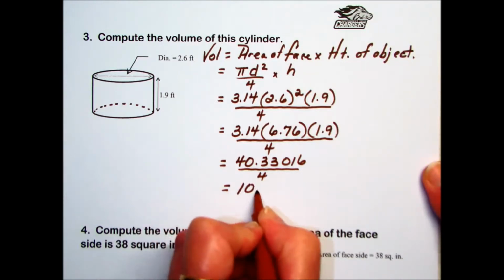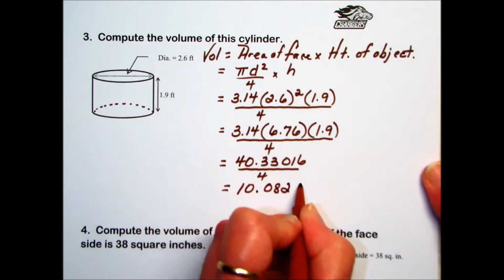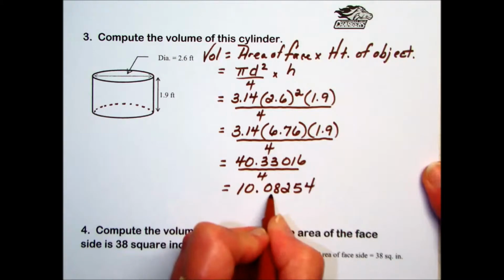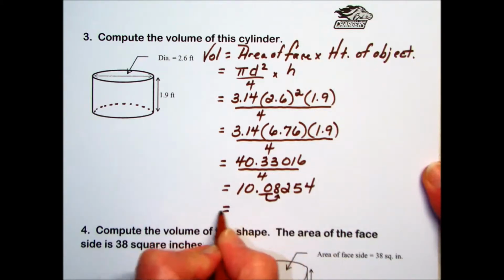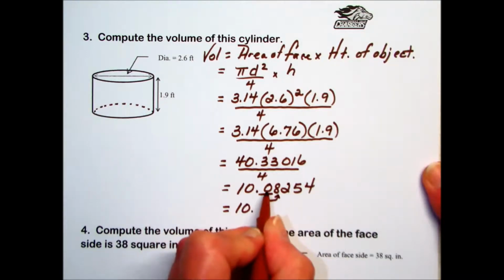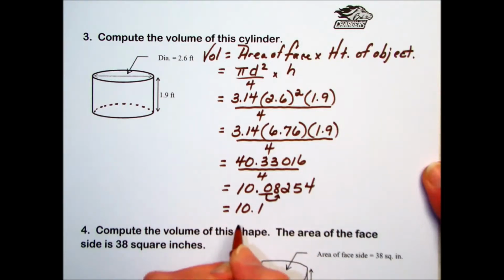We get a value of 10.08254. The instructions tell us to round to the nearest tenth. The 8 in the hundredths is enough to bump up our tenths position, so we would report a 10.1.